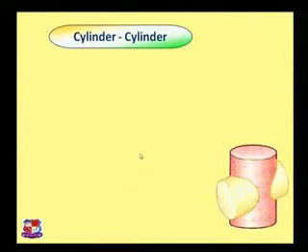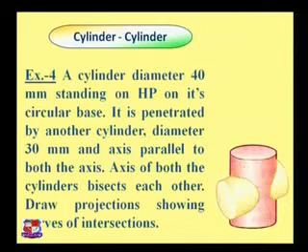Now another case, cylinder. This is the case. Two cylinders penetrate each other at certain angle. The data is given like this. A cylinder of diameter 40 mm standing on HP on its circular base. It is penetrated by another cylinder of diameter 30 mm and axis parallel to both the planes. Axes of both the cylinders bisect each other. Draw projections showing curves of intersection.